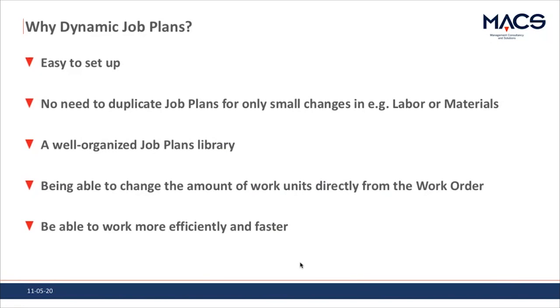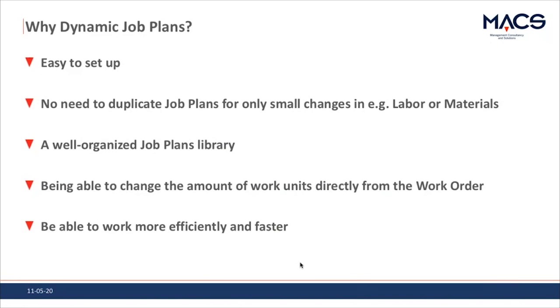So in the default functionality of job plans, when you have a small change, for example when I need 2 hours of this and when I have 4 materials of this, then you have to have a different job plan for that, so that you can use it on the work order. Now you can have only one job plan and just do it on the work order by changing the work units. Well, what it has as an effect is also a well-organized job plans library.